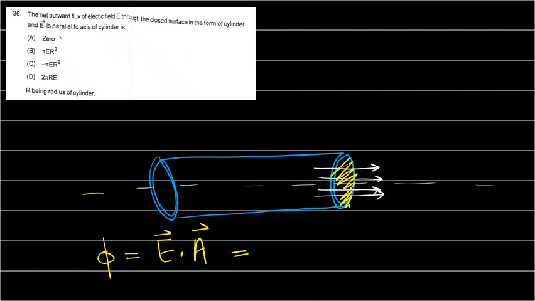So it is very simple. It is just E pi r square. That is option B.